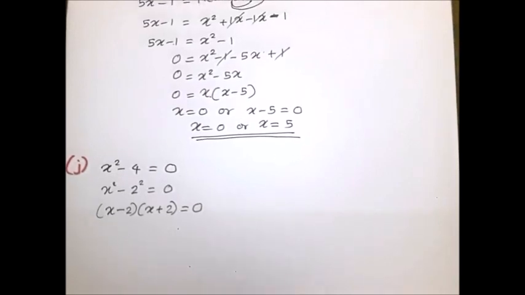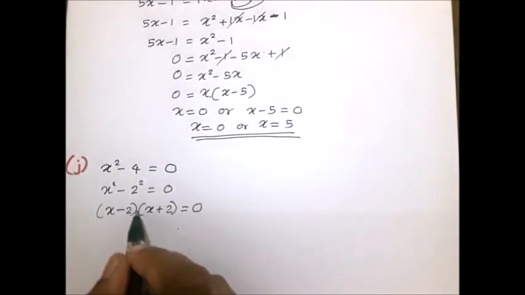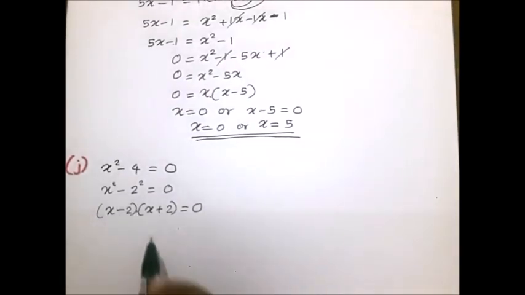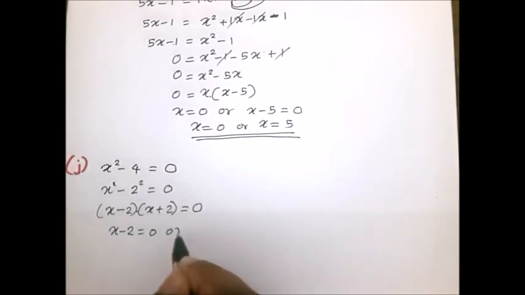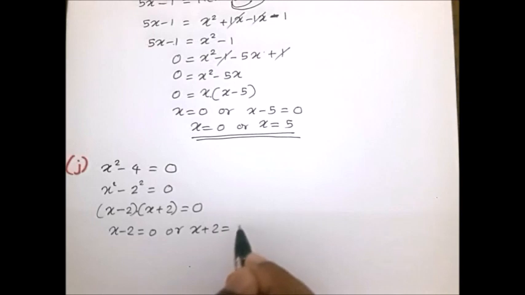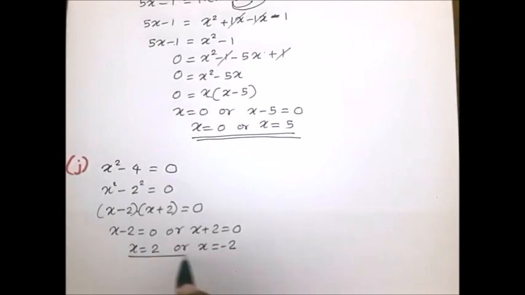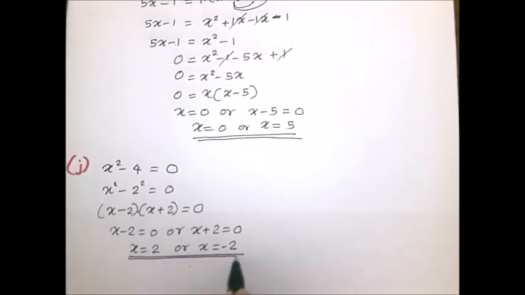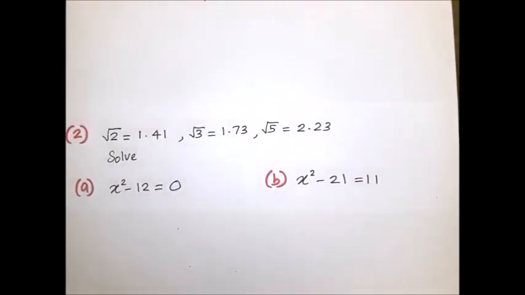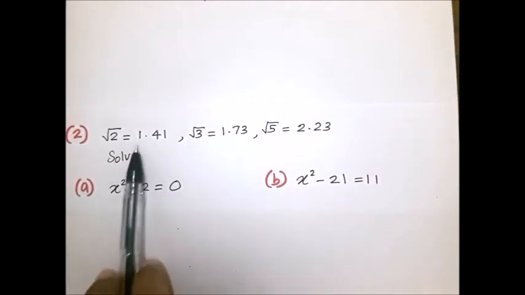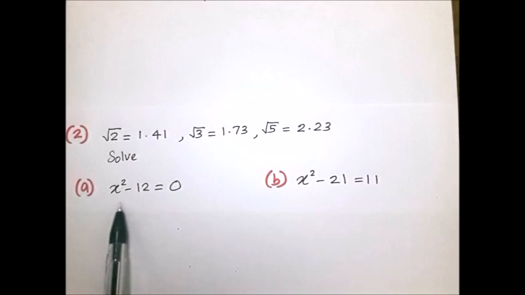Those are the factors. Here multiplication between these two factors. So you can write x minus 2 equals 0 or x plus 2 equals 0. Now subject x, x equals 2 or here x equals minus 2. This is the answer for part J. Now look at second question. Using square root values, you have to solve these quadratic equations.